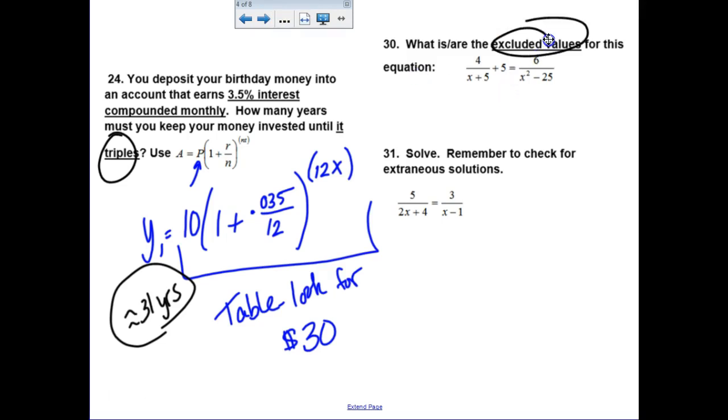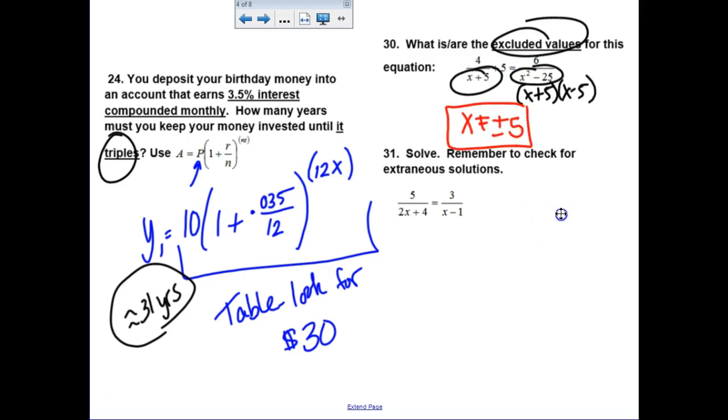All right. What are the excluded values? That's a concept that was on our post-test. Remember, this factors into x plus 5 times x minus 5. So excluded values are things that would give me a 0 in my denominator. So x cannot be positive 5 or negative 5. Those are the two things I can't have.